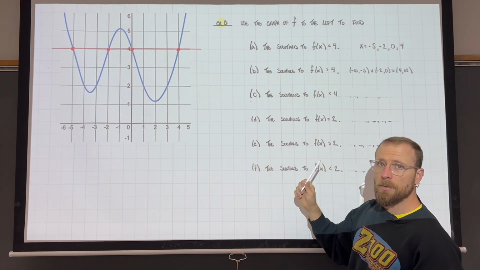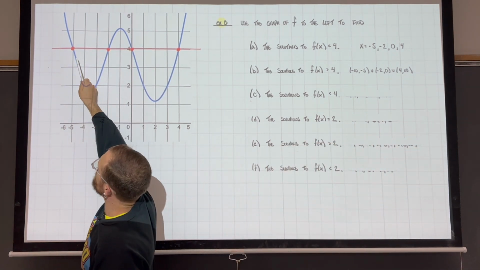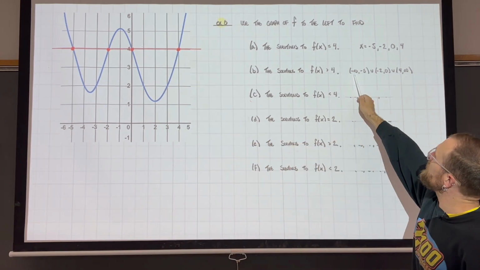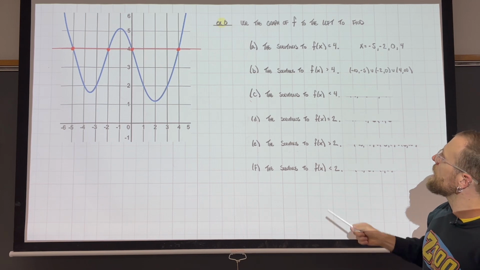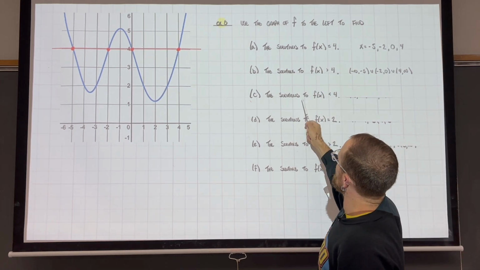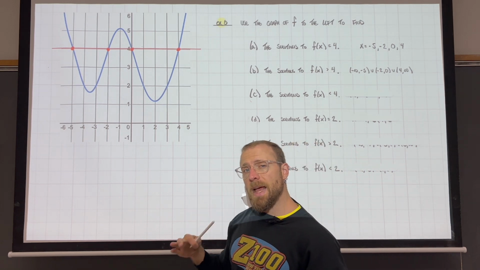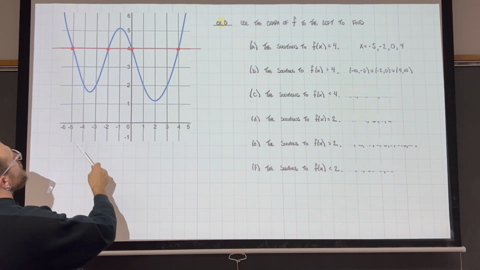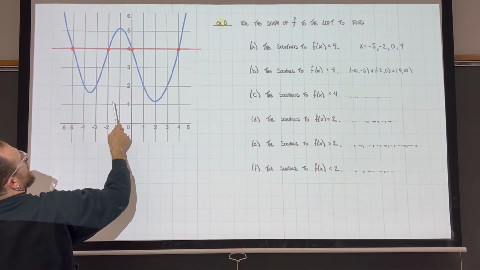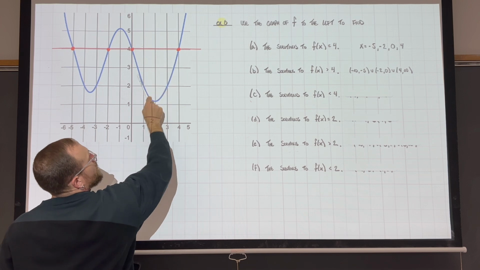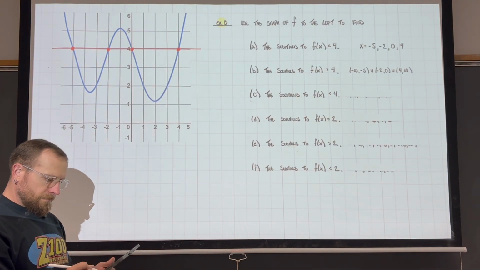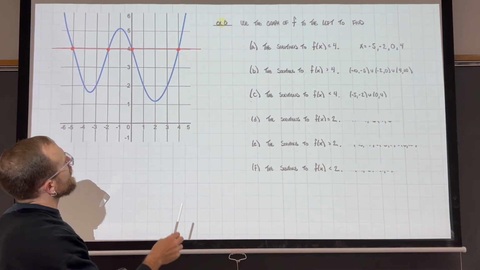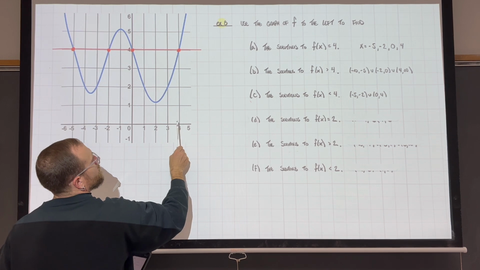Again, I'm making a few assumptions there. I'm assuming that the graph continues to go up and to the left and up and to the right. That's how I'm putting -∞ and infinity into the mix. And what are the solutions to f of x less than 4? Where is f of x less than 4? Well, it's everywhere else. It's between -5 and -2, and between 0 and, oh, sorry, I misspoke, between 0 and 4.